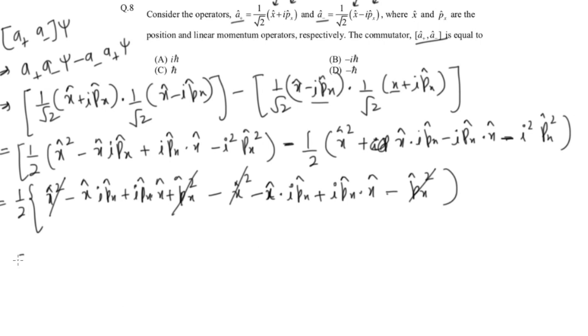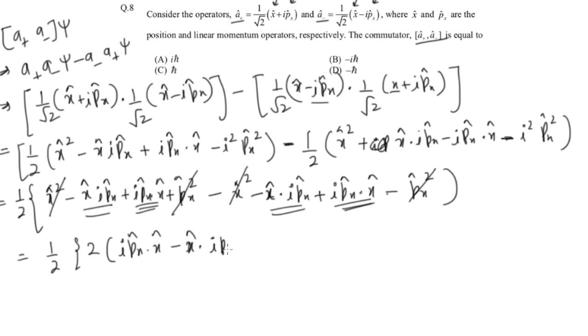This x square and this x square will be cancelled out, this p_x square and this p_x square will be cancelled out. What you are going to get is 1 by 2, and since this term is twice and this term is also twice, I can write it in this form, that is 2 times of i p_x x minus x cap into i p_x. So this 2 and this 2 can be cancelled out, and I can take i outside, so that will become p_x cap x cap minus x cap p_x cap.